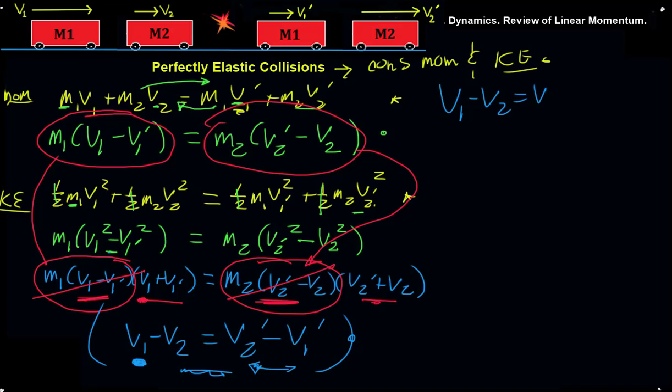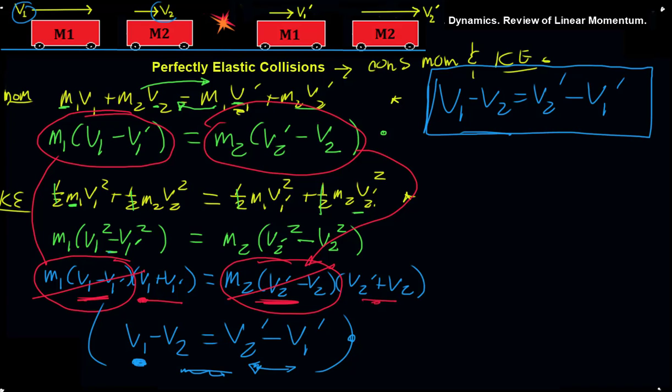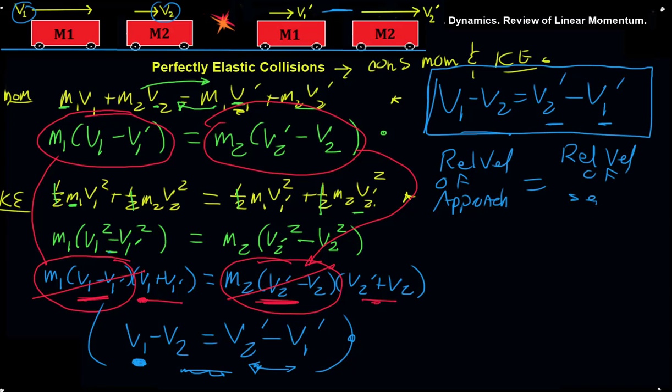v1 minus v2 is v2 prime minus v1 prime. v1 minus v2 represents the relative velocity of approach, and v2 prime minus v1 prime, the difference of these two, is the relative velocity of separation. Let's give these some numbers.